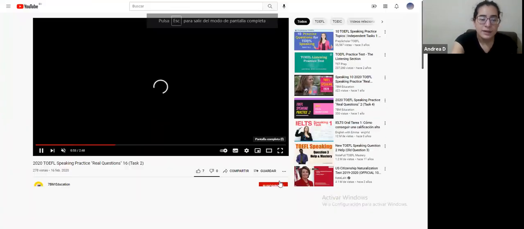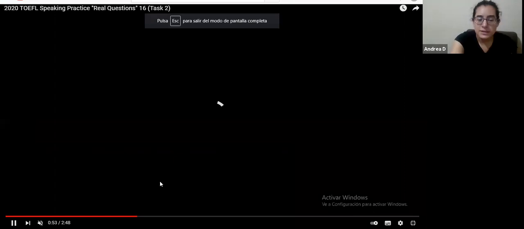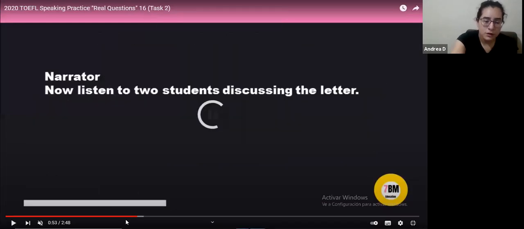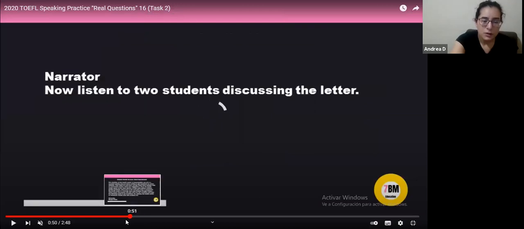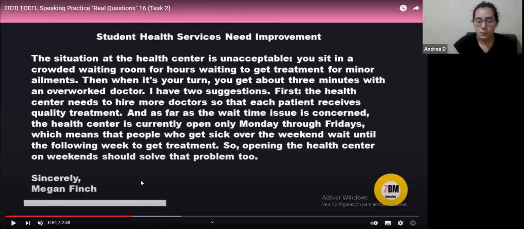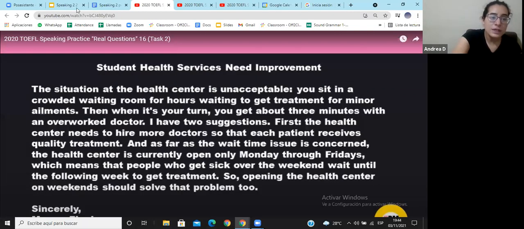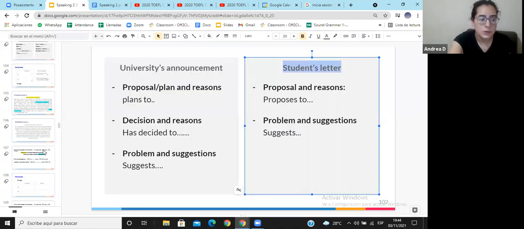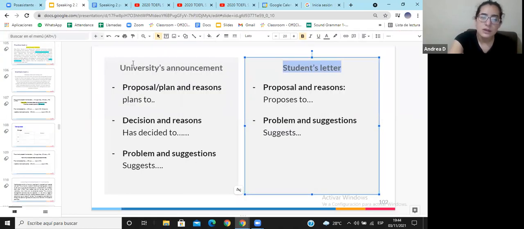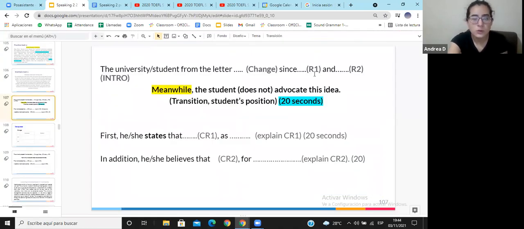So when somebody's signing the letter, then it means it's a student, right? Like, for example, here. Sincerely, Megan Finch, right? So it's a student that's proposing something. So in that case, try not to say the university, try to say the student. It's the only thing that's going to change. The student in the letter proposes to do this.